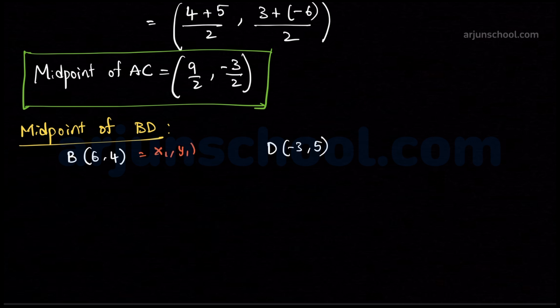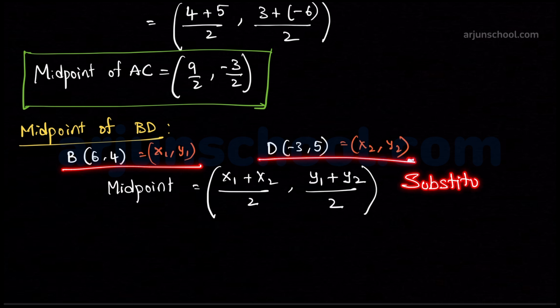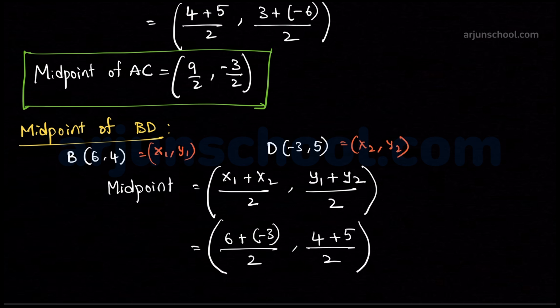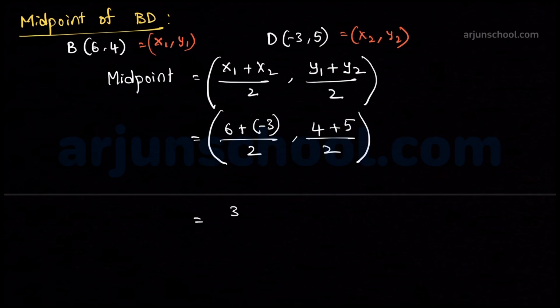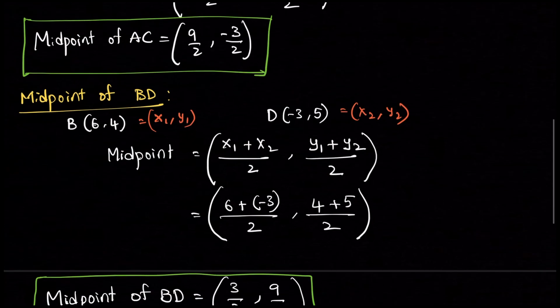And let us consider the vertex B as point (x1, y1) and vertex D as point (x2, y2). And what is the formula for the midpoint? (x1 plus x2) by 2, (y1 plus y2) by 2. Let us substitute the values. x1 is 6 plus x2 is -3 divided by 2, and y1 is 4 plus y2 is 5 divided by 2. 6 minus 3 is 3 by 2. 4 plus 5 is 9 by 2. Therefore, the midpoint of the diagonal BD is equal to (3 by 2, 9 by 2).